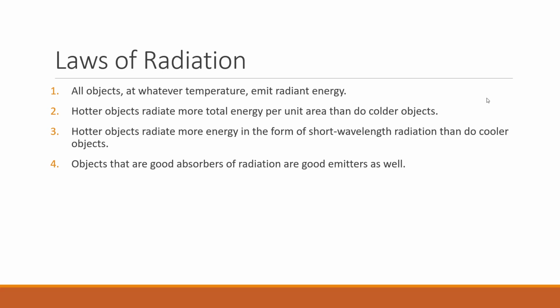Objects that are good absorbers of radiation are good emitters as well. So if it can take in energy, it can release energy. Okay, all this makes sense. Basically, very hot things will be towards the blue and violet colors. Cold things will be towards the red. Which is rather fascinating because typically when we talk about hot and cold, we do the opposite, right? But it's not actually true.